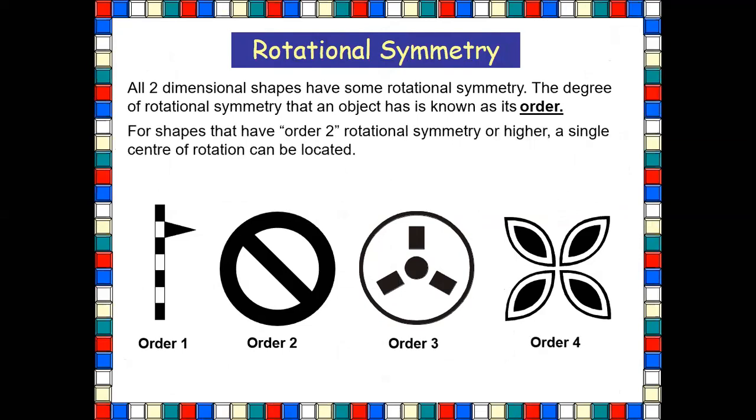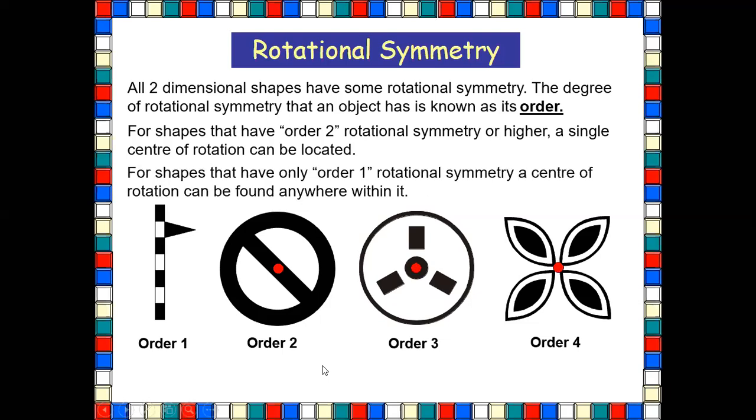For shapes that have got order two rotation symmetry or higher, a single center of rotation can be located. So if you have two orders or three or four, it means you can understand clearly your original center. And there it is. It's easy to know the center if you have got rotation symmetry.